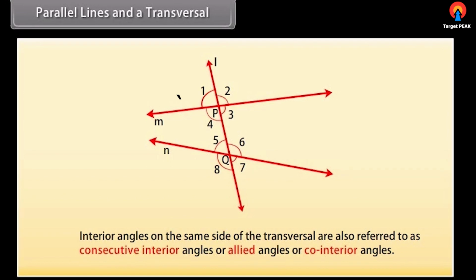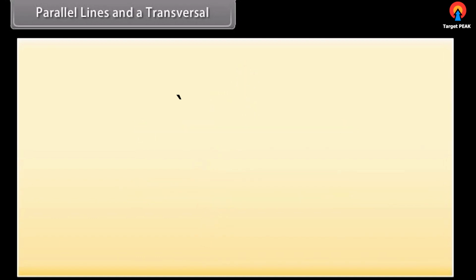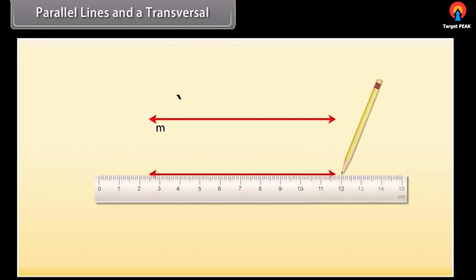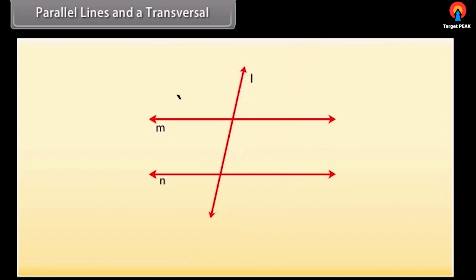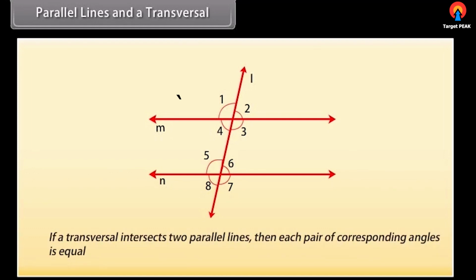Now let us find out the relation between the angles in these pairs when line M is parallel to line N. So, with ruler and pencil, draw two parallel lines along any two of these lines and a transversal to intersect them. Now, if we measure any pair of corresponding angles, we find that angle 1 is equal to angle 5, angle 2 is equal to angle 6, angle 4 is equal to angle 8, and angle 3 is equal to angle 7. For this, we get one more axiom, which is, if a transversal intersects two parallel lines, then each pair of corresponding angles is equal.